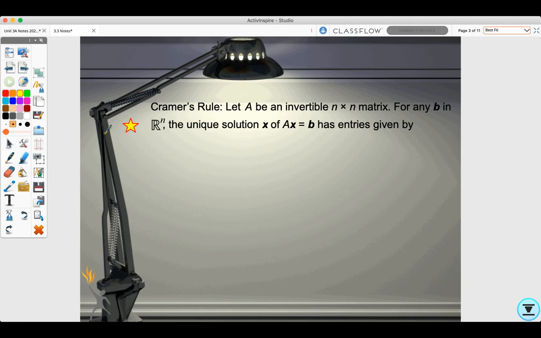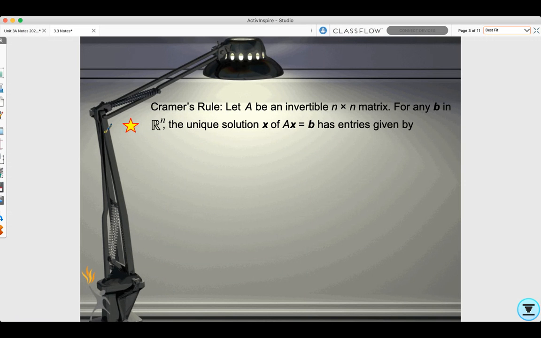Cramer's rule. Let A be an invertible n by n matrix. For any vector b in Rn, the unique solution vector x of A times x equals b has entries given by the following: x_i equals the determinant of A_i(b) divided by the determinant of A, where i is 1, 2, all the way to n.